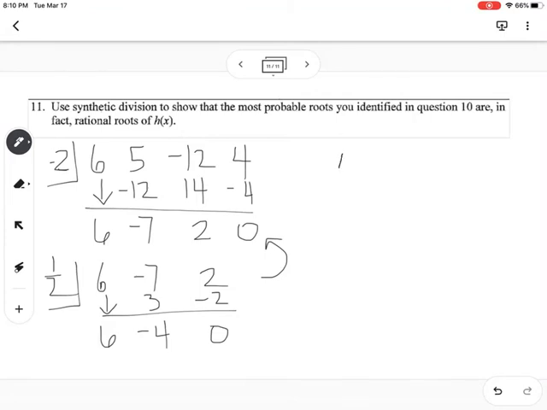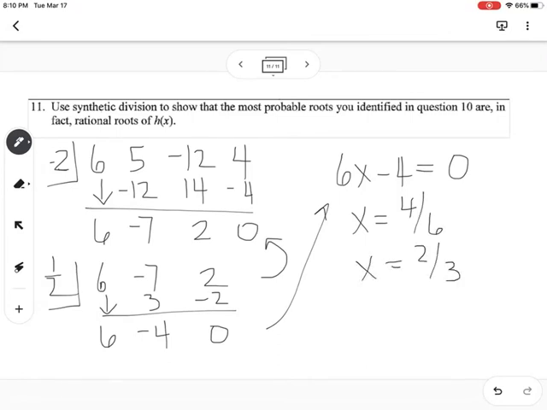And then we have 6x minus 4 equals 0 from there, because we drop down each degree. So x equals 4 over 6. We're going to simplify that to 2/3. And there you have day 28 homework.